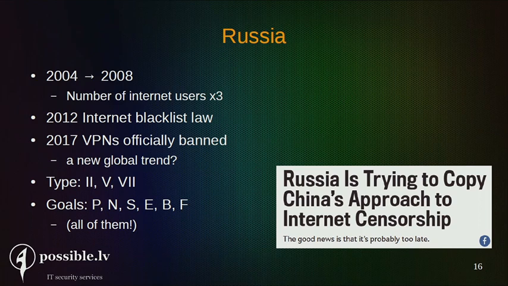The second country I'd like to talk about is Russia. The internet saw an increase in the number of users of more than threefold between 2004 and 2008 in Russia. And 4 years later, in 2012, the internet blacklist law was adopted in Russia. We will talk about some results of the internet blacklist law. But in 2017, which is this year, same as China, VPNs are officially banned in Russia. So are we looking at a new global trend? I certainly hope not. They employ different kinds of censorship.